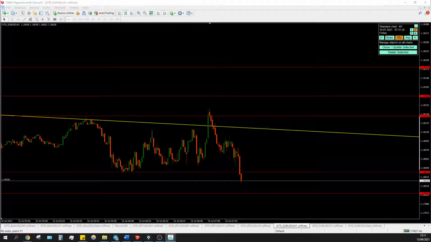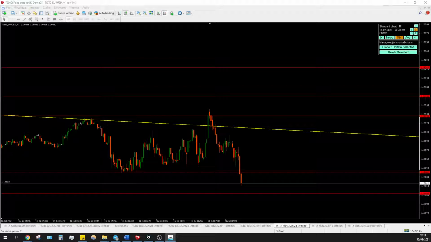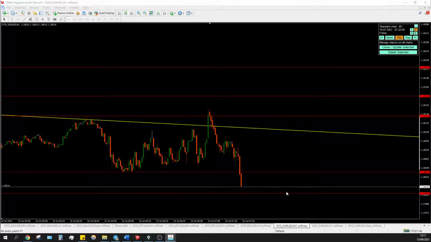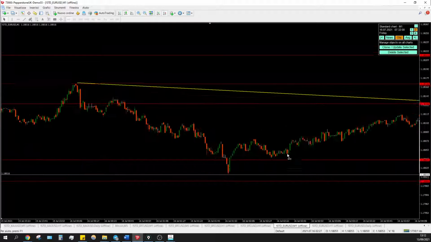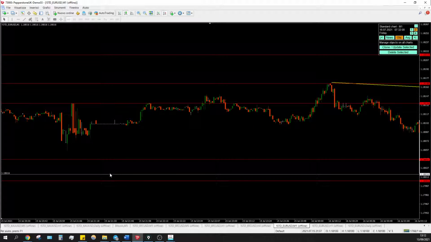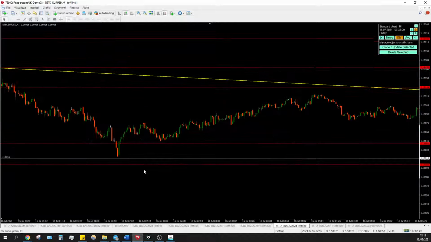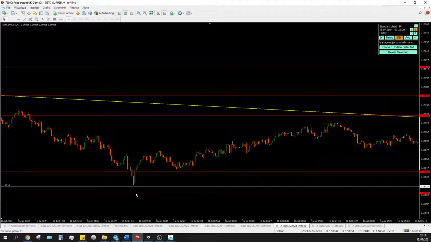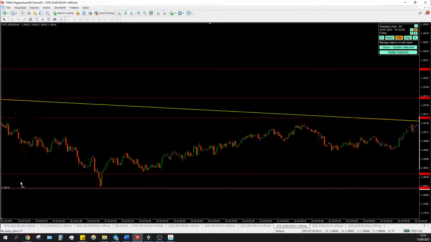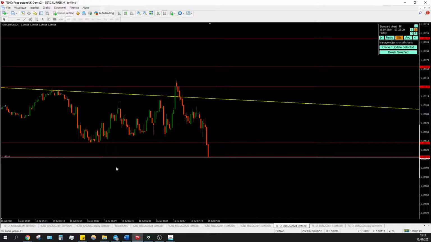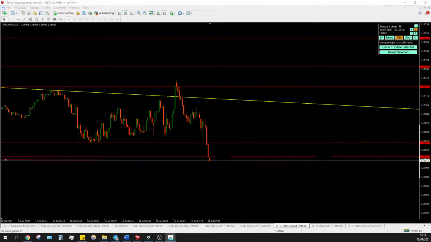breaking below. Okay, closing strongly below. Now I would like to see a retest. This one. Okay, I would like to see a retest of this PSA and then continuation down.